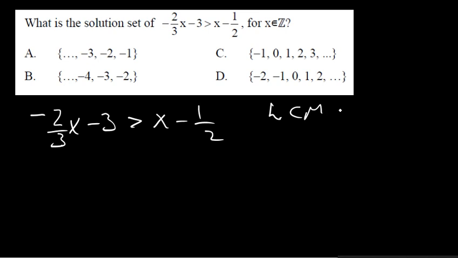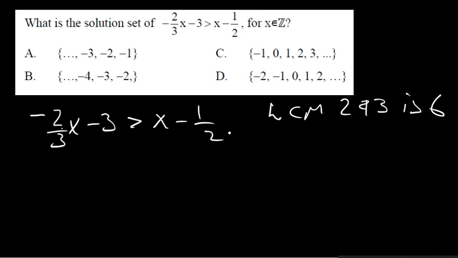The next question, it is inequality. It says negative 2 over 3x minus 3 is greater than x minus 1 over 2. And this time our domain is changed. It is the set of integers. So first let's write the inequality. 2 over 3x minus 3 is greater than x minus 1 over 2. The denominators again 3 and 2. So the LCM of 2 and 3, it is again 6.